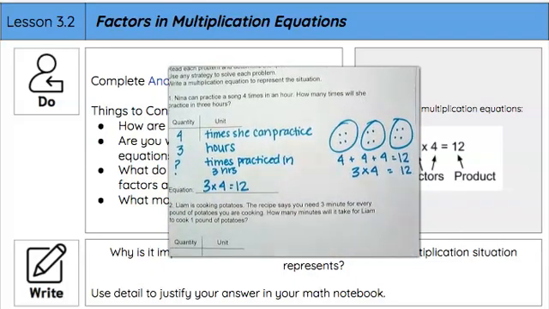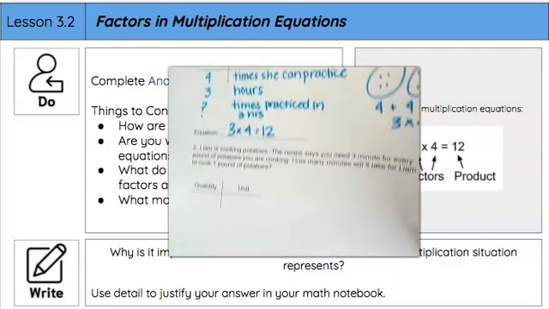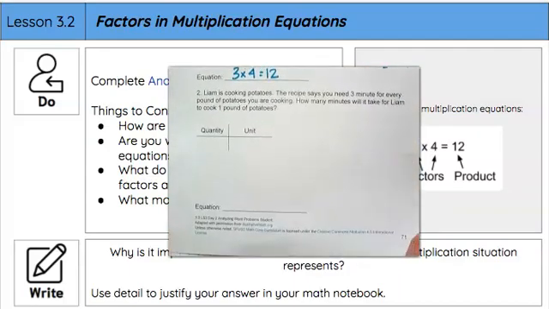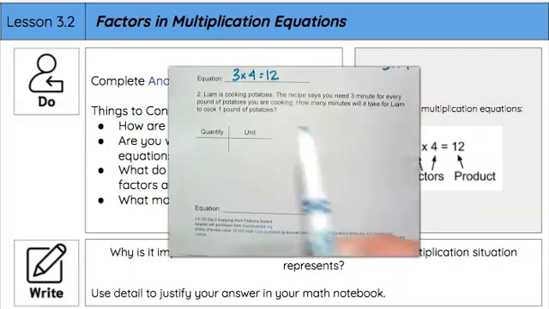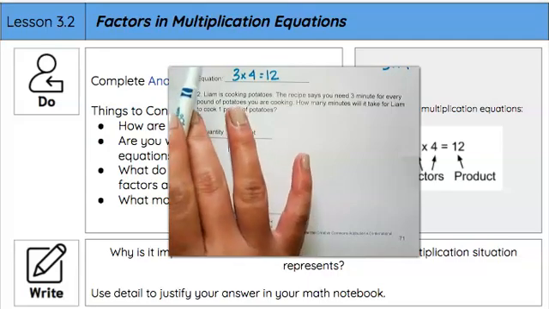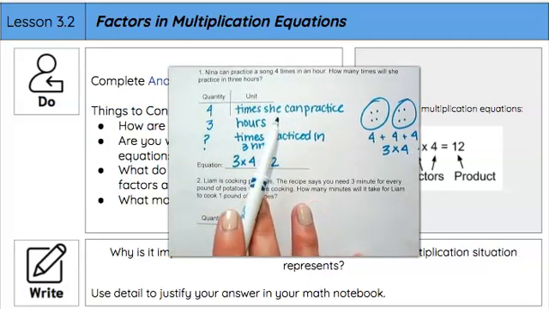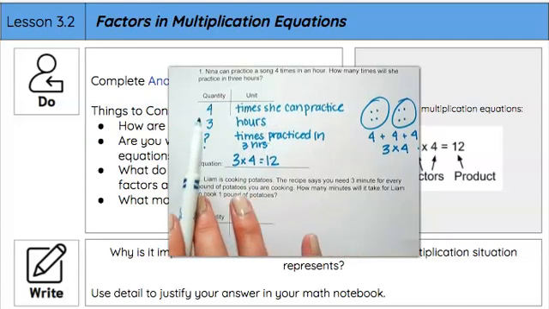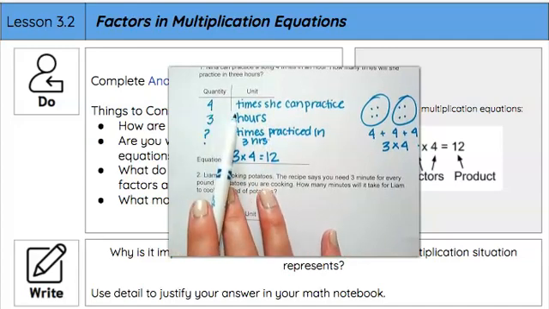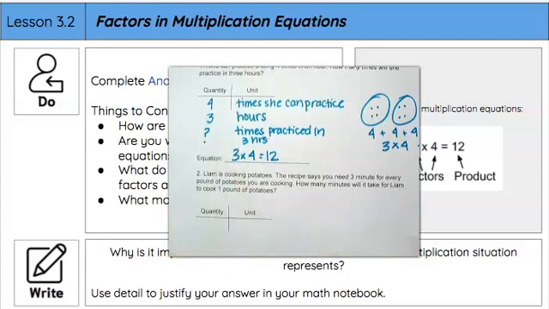You might choose a different way to solve your answer, and that is fine. But the important part is that you're showing your strategy. You're going to do that for the next few problems. Remember, when you're writing down your quantities, in the quantity column, it's a number. And then in the unit column is what that number is representing. So 4 represents the time she can practice. 3 represents the hours, and so on.